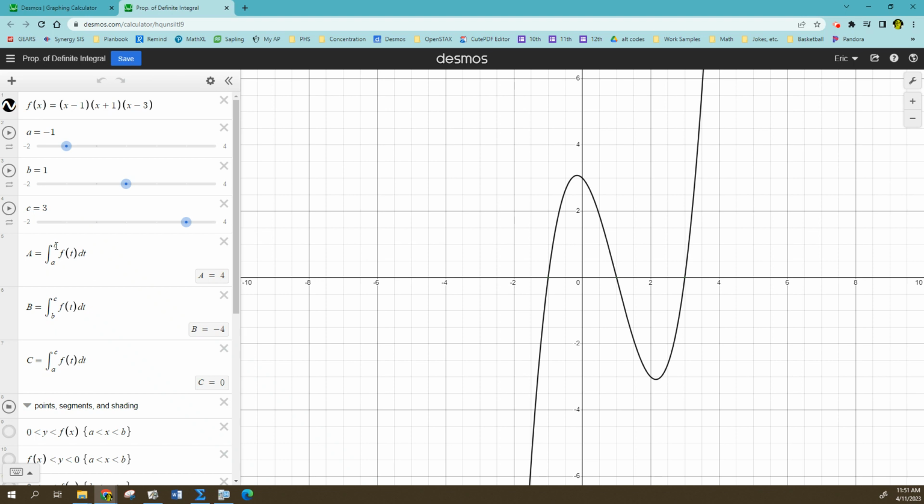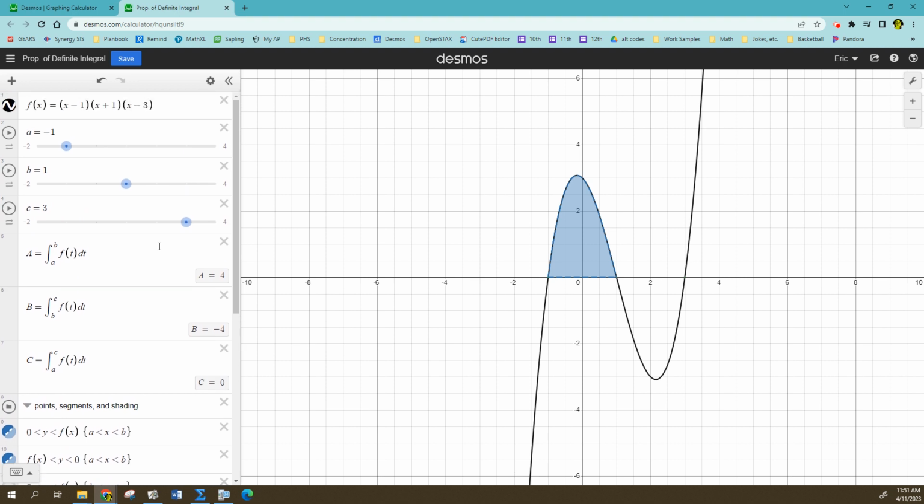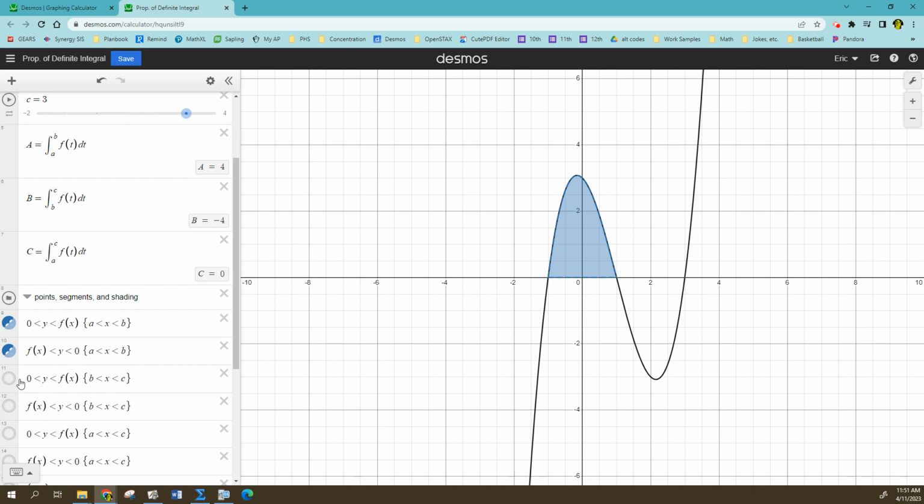So the integral from A to B, that's from -1 to 1, is 4. There's what that looks like visually, okay? The integral of my function from B to C, that's going to be from 1 to 3. That's that area right there, and that's -4. Okay, so then what should the total area be? 0, which it is, right? Everybody see that?